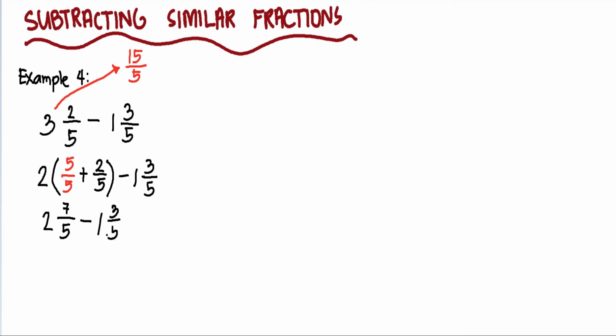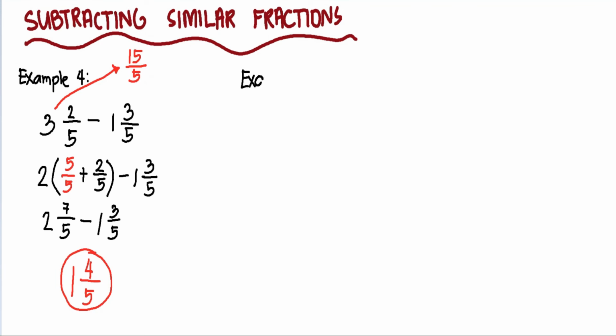Now let us try to subtract the whole numbers first. 2 minus 1, that is 1. And then subtract the numerators. 7 minus 3, that is 4. And just copy the denominator, which is 5. So our final answer will be 1 and 4 over 5.